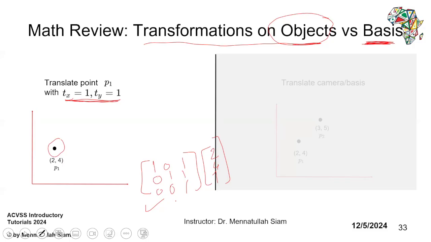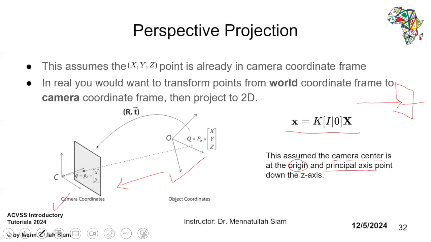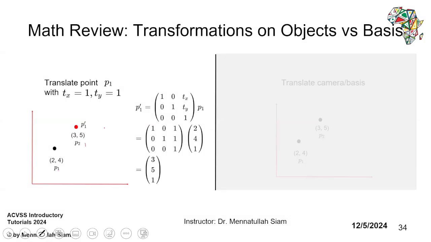So this is how you would normally transform an object, where the object is constructed of different points. So this is a point on an object. This will be just taking 2, 4, 2, 3, 5. And this will be, like what you said, the transformation matrix.